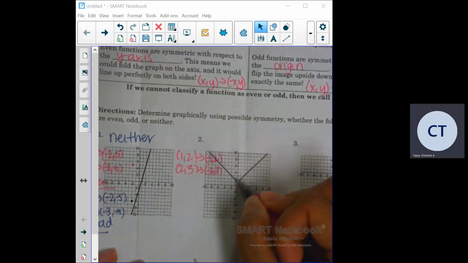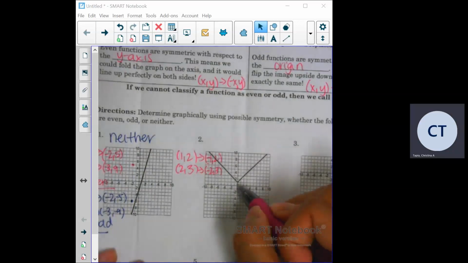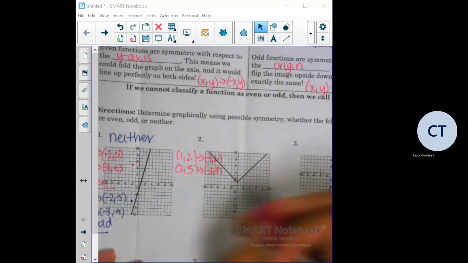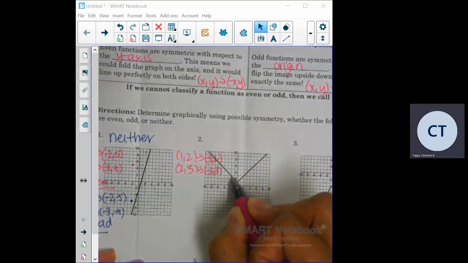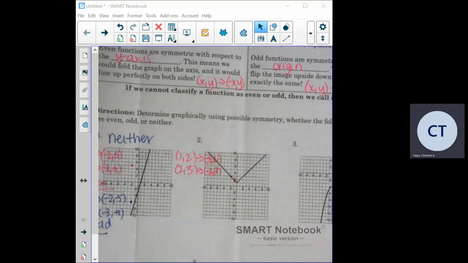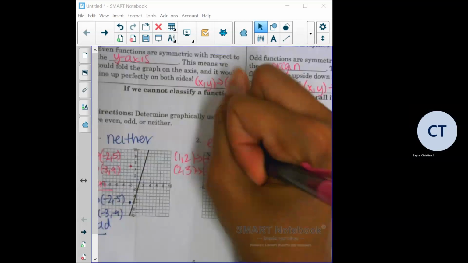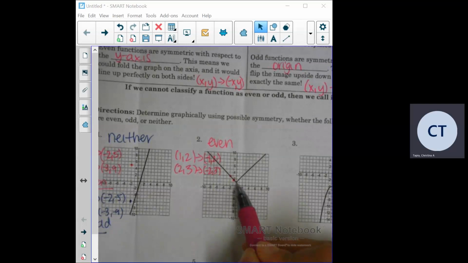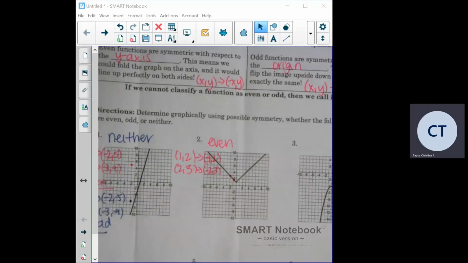Looking on the left side of this graph, I'm going to go over 1, up 2. Okay, that actually lands right here. And then -2, 3, that's over 2, up 3. That also lands on the graph. What does that mean? It is even. With even, you're going to see those points directly reflect over on the other side. So it's almost looking like the absolute value parent function. It's very similar to it. It's a little up, but it's the exact same thing. Notice that this side is going to be symmetric to the other.